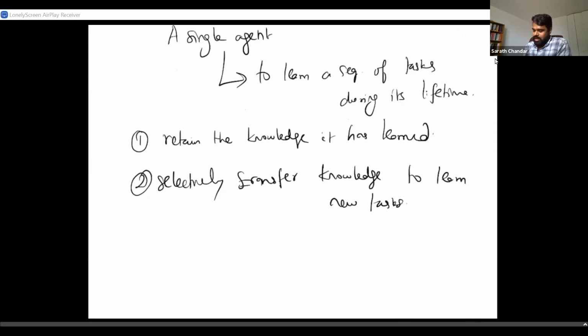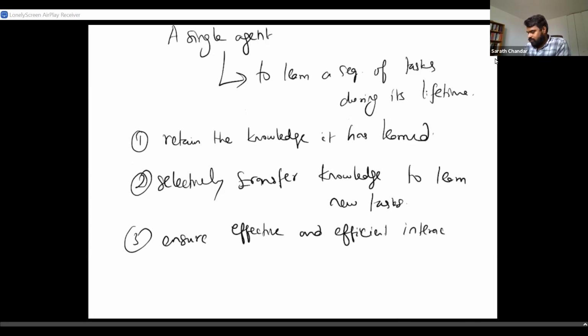Okay, and you should also ensure effective and efficient interaction between 1 and 2.